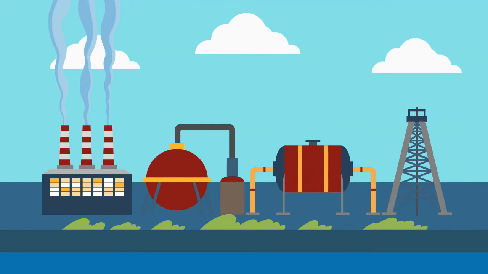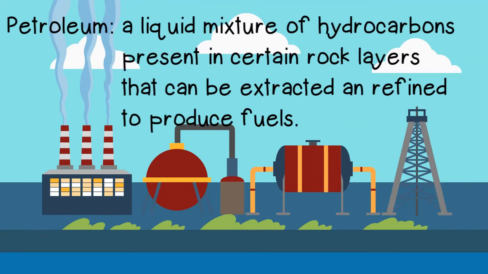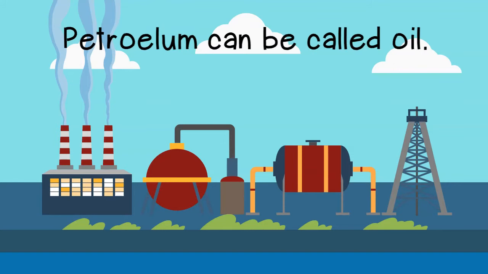Next, let's look at petroleum, or oil. Petroleum is a liquid mixture of hydrocarbons present in certain rock layers that can be extracted and refined to produce fuels. Petroleum can also be referred to as oil, but typically oil is defined as a derivative of petroleum.